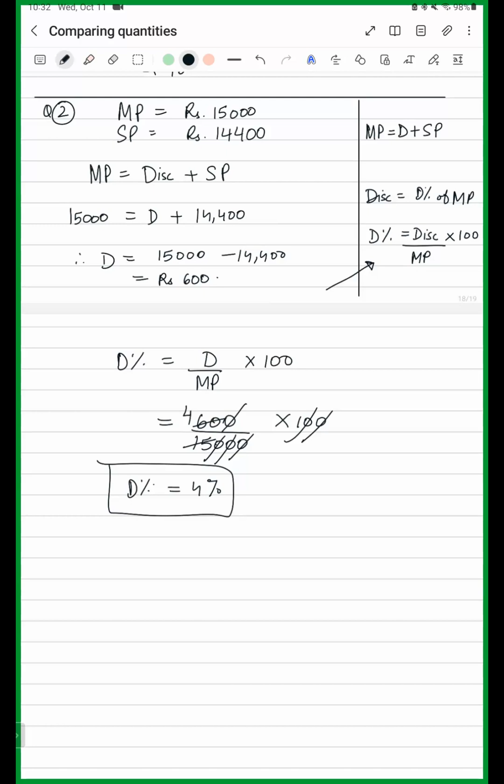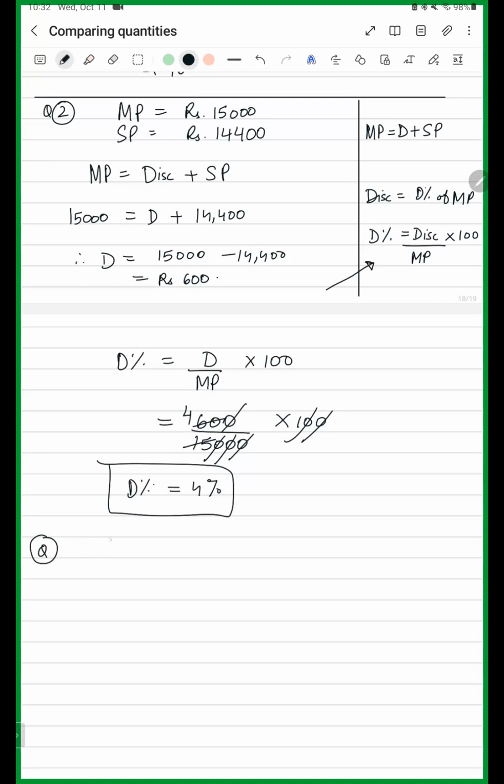Okay. Next question. A jacket was sold for rupees 1,120. After allowing a discount of 20%, the marked price of the jacket is rupees 1,440, and those are the options. This is an MCQ type of question. So first of all, what do we have to write?